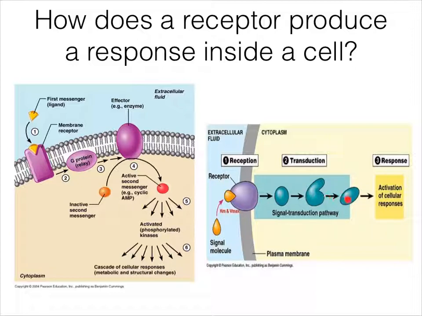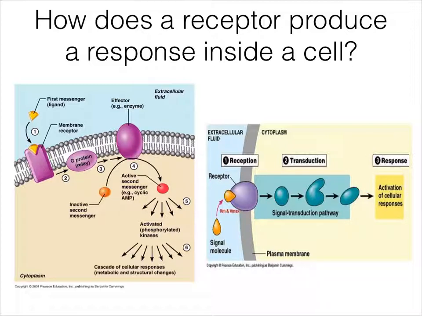There's transduction. The receptor itself usually does not produce the final signal. It's like a relay race. The receptor hands off the signal to another molecule, that hands it off to another molecule, that hands it off to another molecule, and eventually one of these molecules is responsible for doing stuff. And whatever change happens in the cell is called the response.